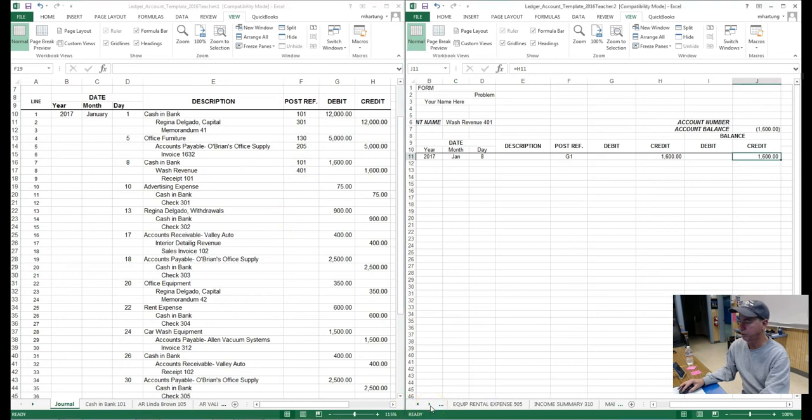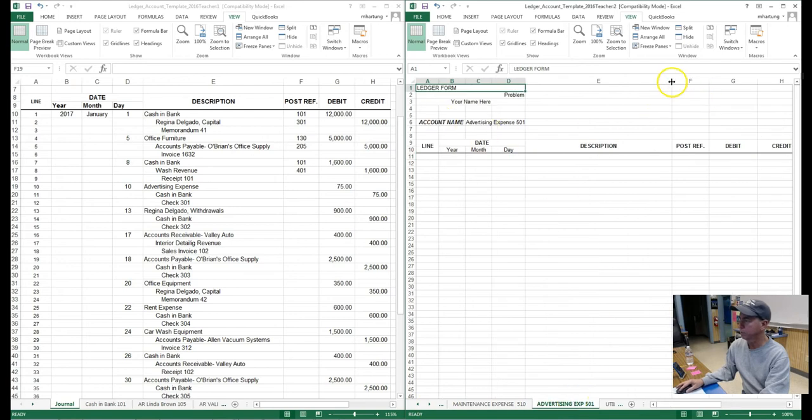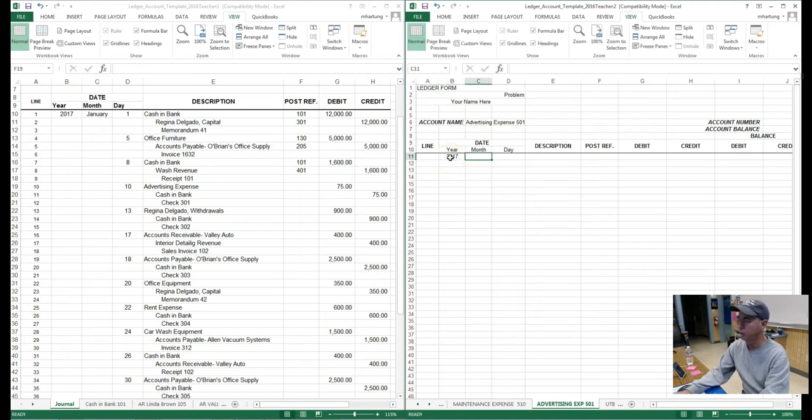Next, advertising expense. Let's go find that. That will be a 500 level account. There it is. First entry, so I'll put the month and year, and then the day, which is the 10th. And again, it's G1. It is a debit of $75. Update the balance. And there we go. Take that 501 account number, place it right there to show that we have posted.